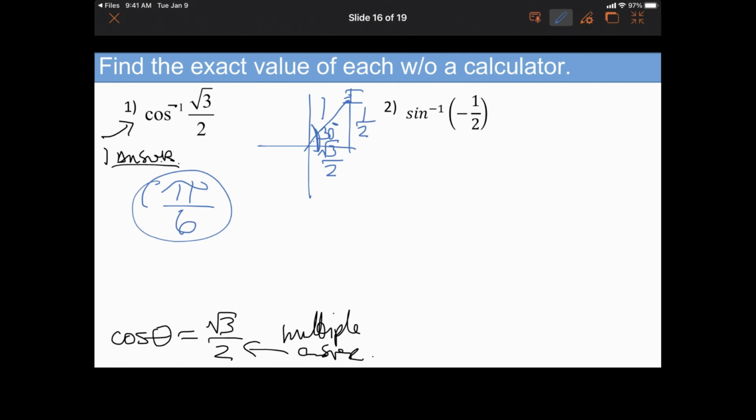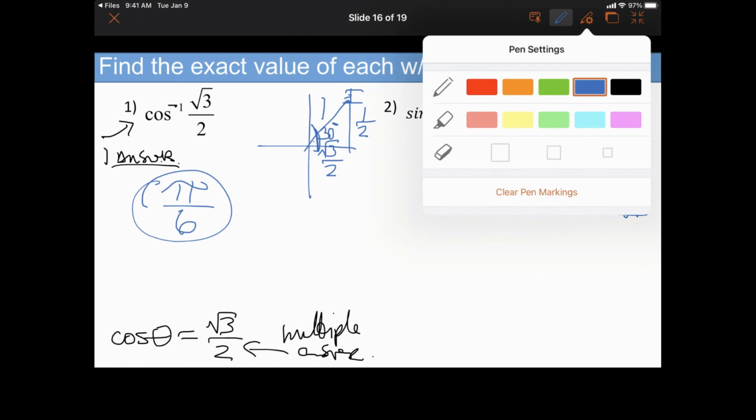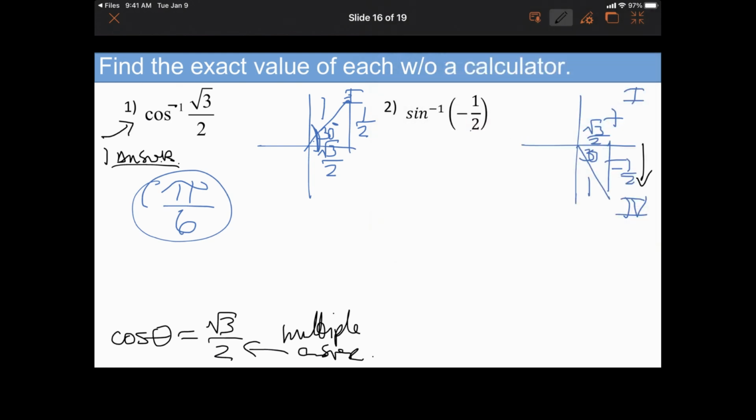All right. So sine. Now, sine, remember, it's either in the first or fourth quadrant. First is positive, fourth is negative. So sine is negative, so it's going to be in the fourth quadrant. And negative half is here. So what angle is going to get me that? Well, that's going to get me 30. Now, because it's negative and we're in radians, it has to be a negative answer. So we're going this way. So it's going to be negative pi over 6.